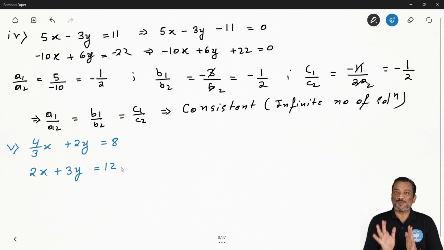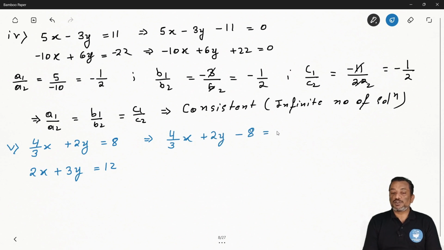Okay, so hope you have got it till now. We have done similar types, 3 there and here 5. This is doing the 8 questions. So hope you understand how we have to solve. So the first one we can say 4/3 x plus 2y minus 8 is equal to 0. Same way here we will say 2x plus 3y minus 12 is equal to 0. Hope you have got it.